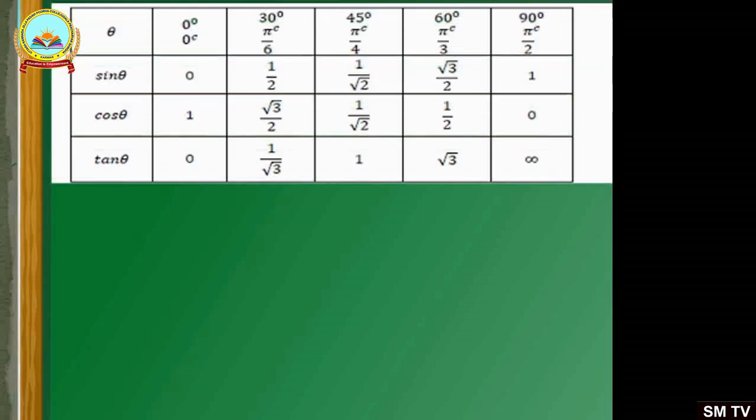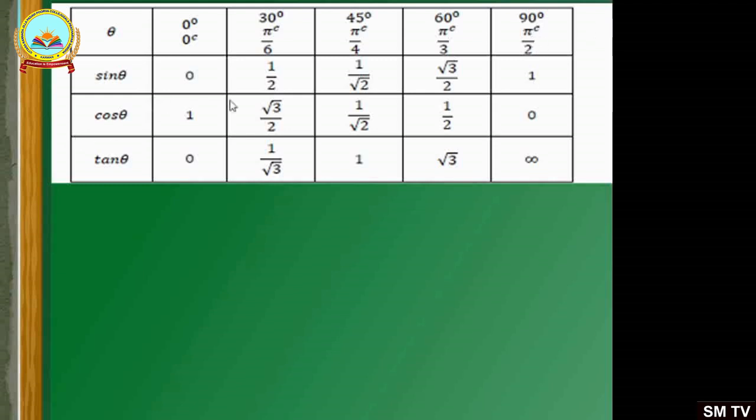The next one is the standard angles. You know that 0, 30, 45, 60, 90 degrees are called the standard angles in 0 to pi by 2. Here just remember the sine values. Sine 0 degree is 0, sine pi by 6 is 1 by 2, sine pi by 4 is 1 by root 2, sine pi by 3 is root 3 by 2, sine pi by 2 is 1.